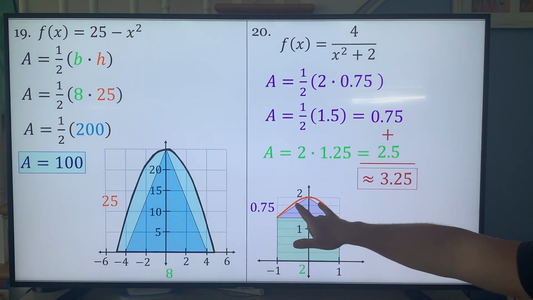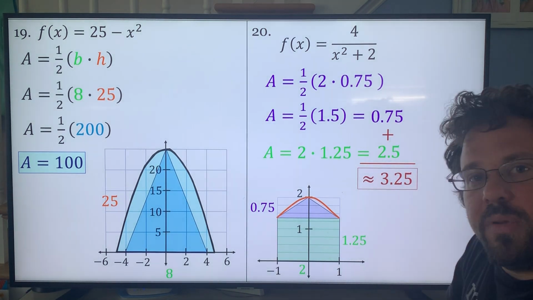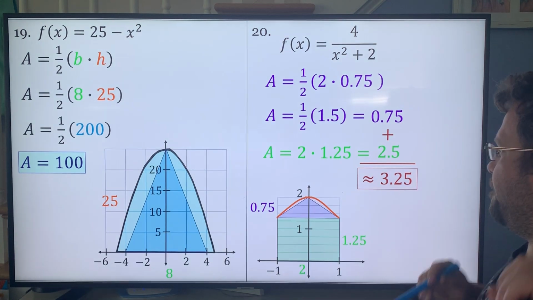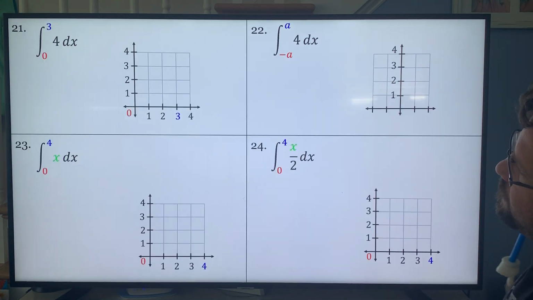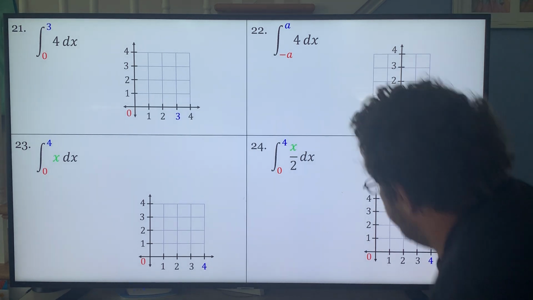Your answer is obviously going to be a little bit more because there's some spaces here we didn't fill in, but we're, oops, sorry, I'm not on the screen, but we're just estimating. All right? All right, finish up with these 4 problems.